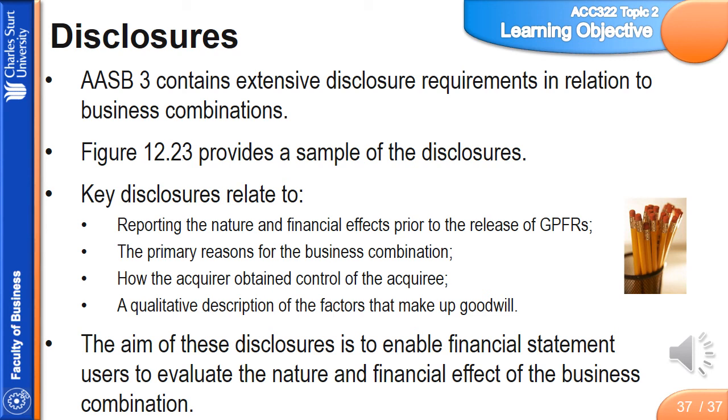So the key disclosures are reporting the nature and the financial effects prior to releasing the general purpose financial reports, and the primary reasons for the business combination. So why did they make this acquisition? What method did they use of obtaining control of the acquiree? And a qualitative description of the factors that will make up goodwill. And the last point here says that the aim of these disclosures is to enable financial statement users to evaluate the nature and financial effects of the business combination.